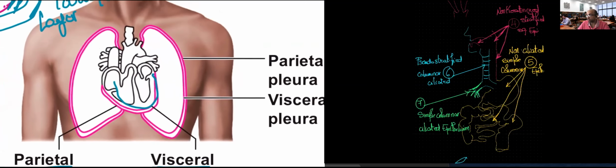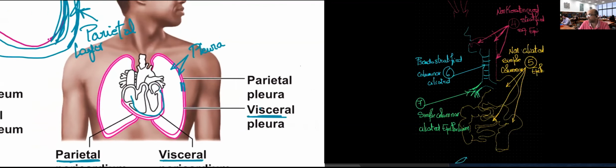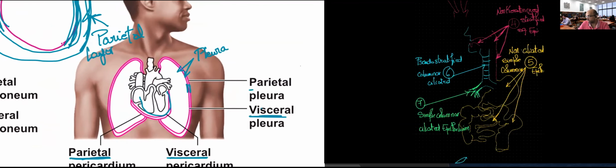Same concept for the lungs. We've got a serous membrane around the lungs, and this is going to be my pleura. So you've got a layer of the pleura that is covering the lungs, and another layer of the pleura that would be lining the thoracic cavity. So we call the one covering the lung my visceral pleura. And the one lining the thoracic cavity from inside is going to be my parietal pleura.